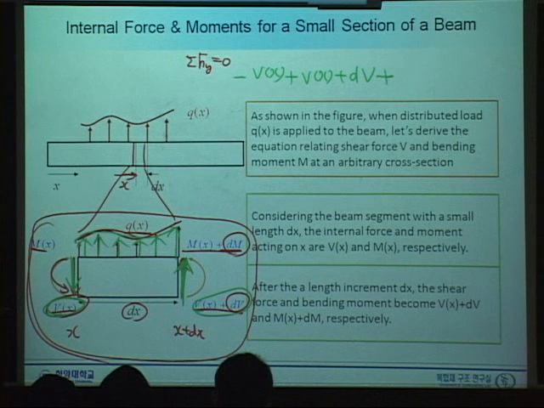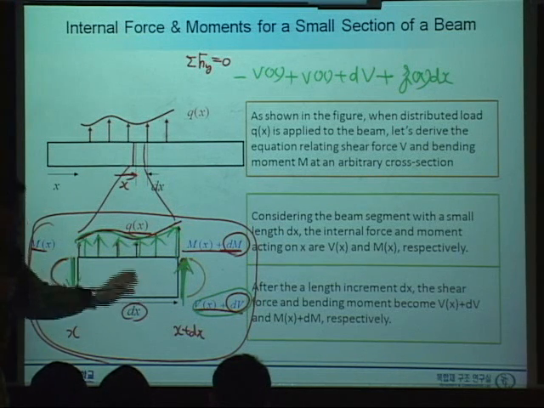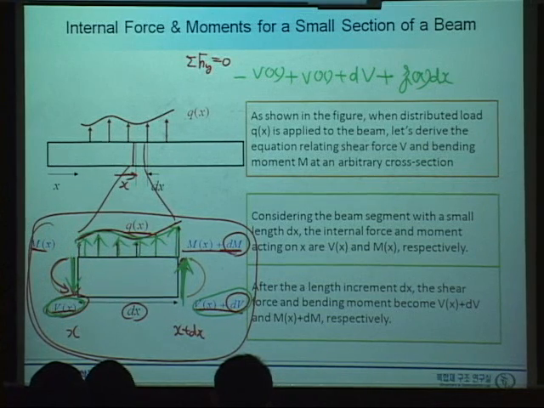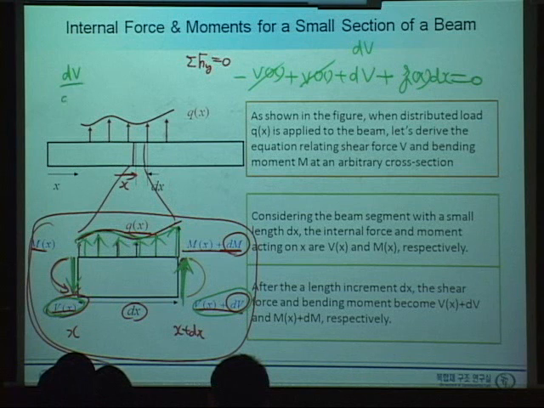And then Qx. How do we calculate the force out of this distributed load Qx? Times the distance, right? dx. So assuming that within this dx, this Qx is constant, this needs to be 0. And as you can see here, this V disappears, and simply dV/dx plus q should be 0.